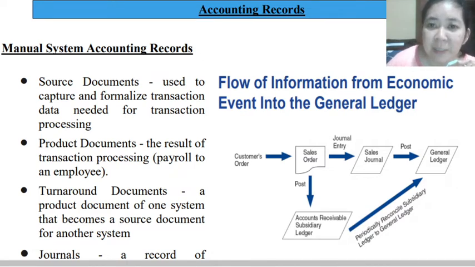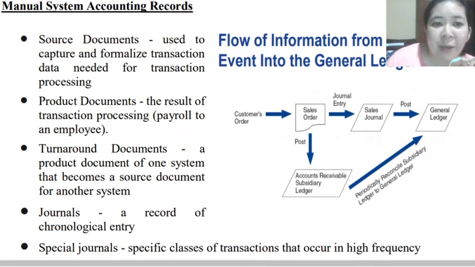So source documents are needed before a transaction can be processed, and once a transaction is processed, before the transaction can be completed, we can have these product documents as another source of financial information or transaction that will be recorded in the books of our accounts. Okay. We also have the turnaround documents.